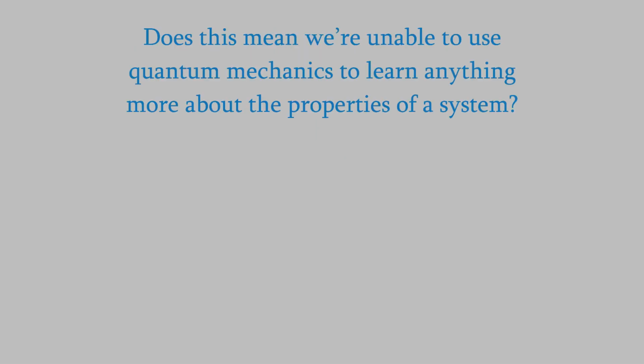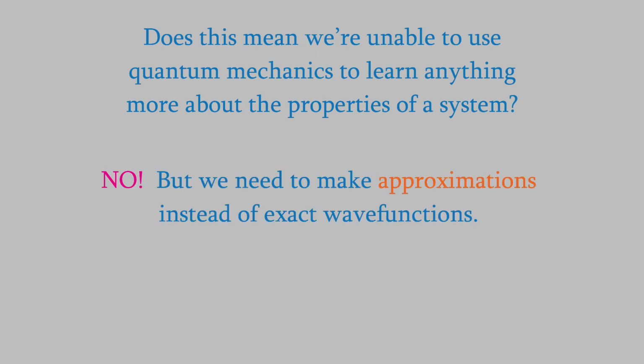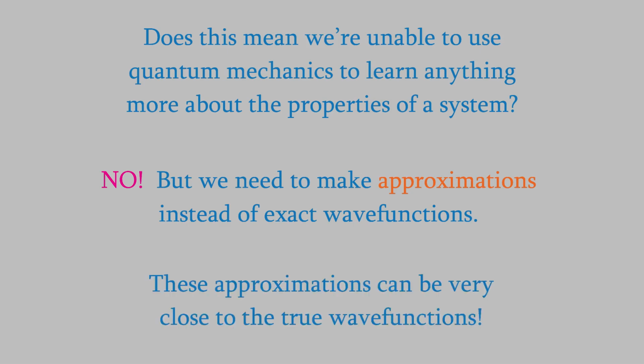So, does that mean we're at a dead end and there's nothing else we can learn from quantum mechanics? No. It just means that from now on, we'll have to be content with only approximating the positions of the particles, the energy of the system, and the expression for the wave function. But as we'll see, the approximations we make are often very, very close to the true value, so they still yield results that we can feel confident about.